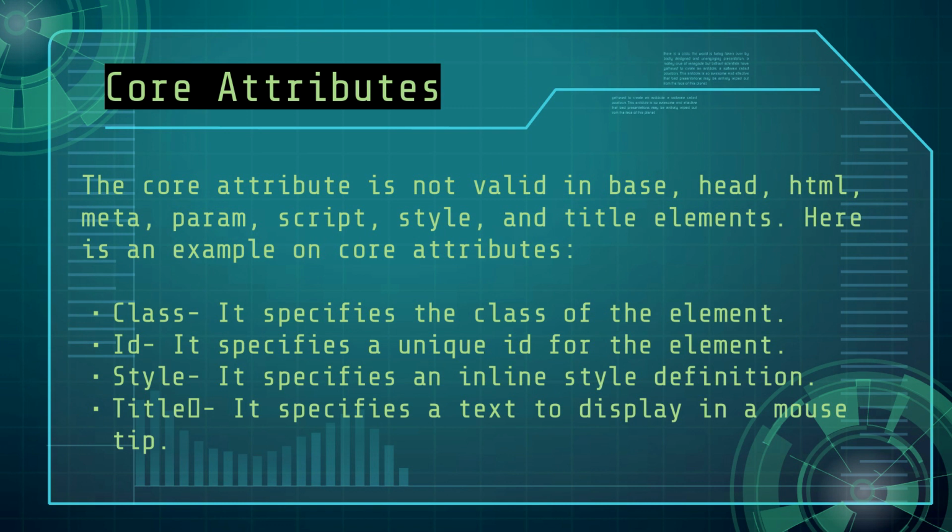Core attributes. The core attributes are not valid in base, head, HTML, meta, param, script, style, and title elements. Here are some examples of core attributes. First, class. It specifies the class of the element. Second, ID. It specifies a unique ID for the element. Third, style, which specifies an inline style definition. And last, title, which specifies a text to display in a mouse tip.